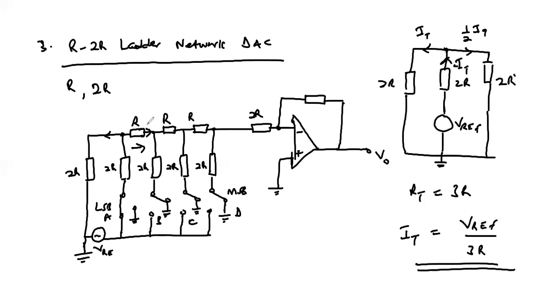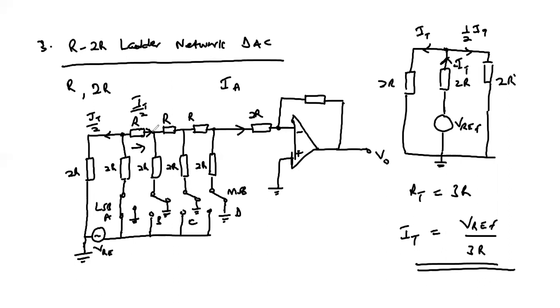So up to this point, we will have I total divided by 2, and up to this point, we have I total divided by 2. And this is the current due to the least significant bit A. We wish to get the current that gets to this point, which is the current contribution due to the least significant bit that gets to the operational amplifier network. This is the current IA that we're interested in.